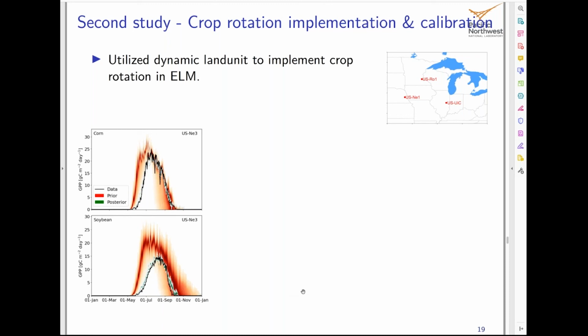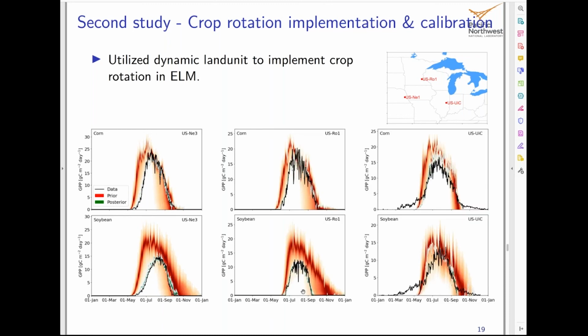We repeated the calibration for the other two sites as well, and across all three sites and both crop types, overall we are doing a reasonably good job of capturing the seasonality, the peak values, as well as the differences across the crop types and across the different observational sites.